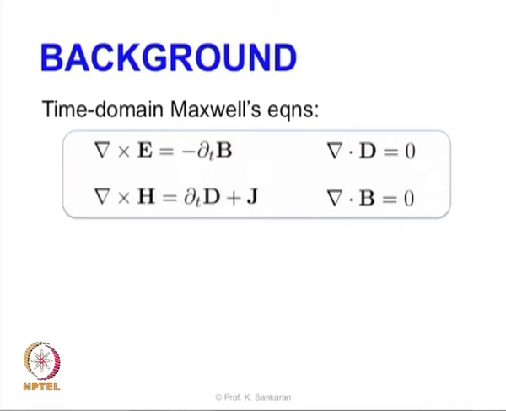So the time domain Maxwell equations essentially consist of the main curl equations representing the behavior of the magnetic field and the electric excitation as a curl of the corresponding electric and magnetic fields. And you also have the divergence conditions. Here we talk about divergence conditions set to 0 because we don't have any charges in the model which we are considering, and obviously the divergence of B will always be 0.